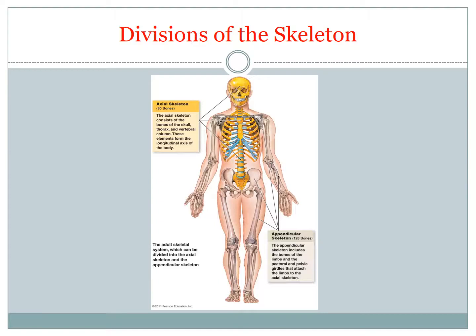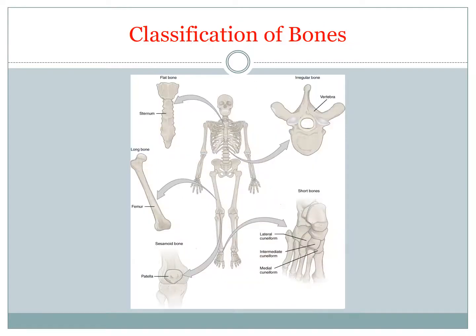The appendicular skeleton, which includes approximately 126 bones, includes bones of the limbs and the pectoral and pelvic girdles that attach the limbs to the axial skeleton. Bones are classified according to shape and structure. Shape and structure encompasses flat bones, long bones, short bones, irregular bones, and sesamoid bones.